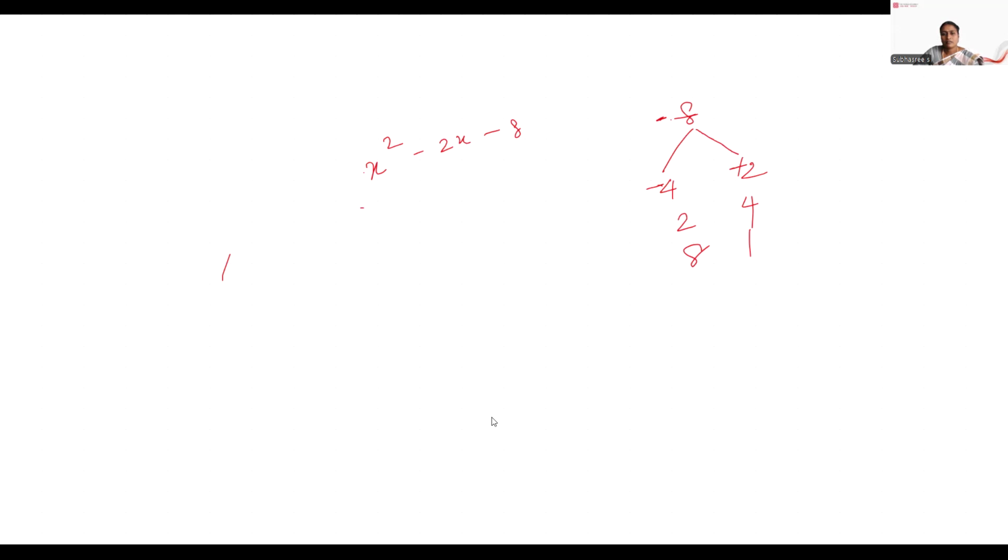x square minus 4x plus 2x minus 8. Actually, we have split this minus 2x as minus 4x plus 2x. What is common? x minus 4, plus 2 into x minus 4. x plus 2, and the common term you write only once, that is enough. This is the factor, x plus 2 and x minus 4. You are clear? This is the way we solve by the factorization method.